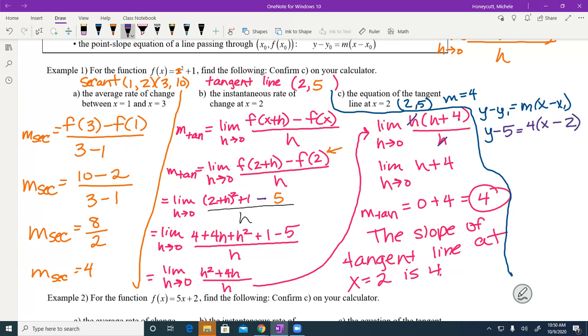Then I can simplify with algebra. y minus 5 equals 4x minus 8. So y equals 4x, and adding the 5 to both sides, I get minus 3.